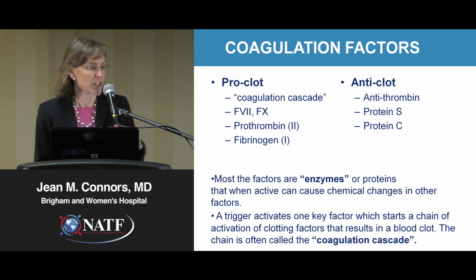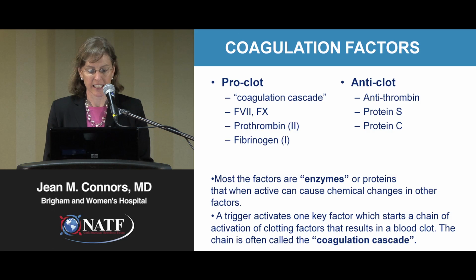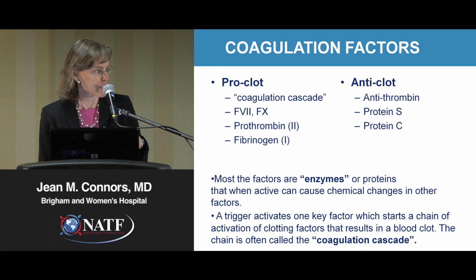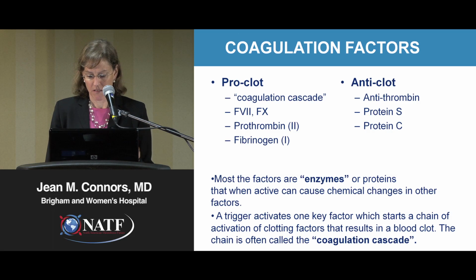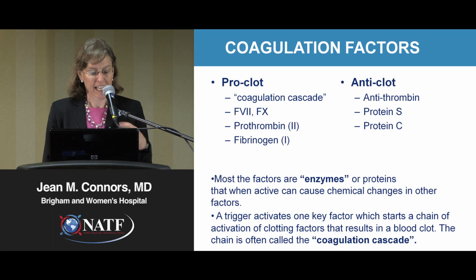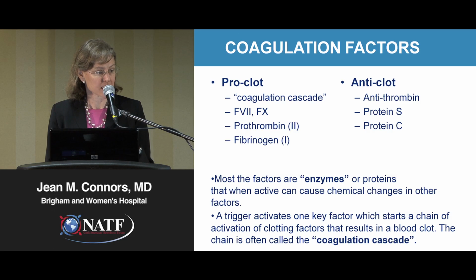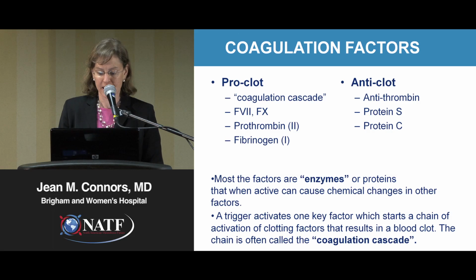Now, there are a lot of coagulation factors, and the body has both pro-clotting factors and anti-clotting factors that are listed here. There are a lot of factors on the pro-clotting side that form the coagulation cascade, and I'm going to review that in a little detail. Most of these factors are enzymes or proteins that, when active, cause chemical changes in other proteins. And again, a trigger has to activate these proteins so that they can then do their job. Again, they run around in an inactive state.